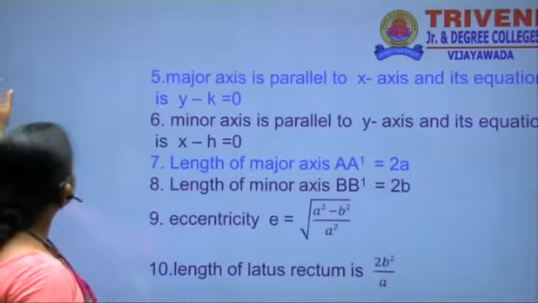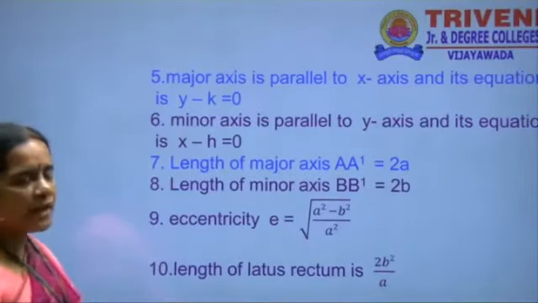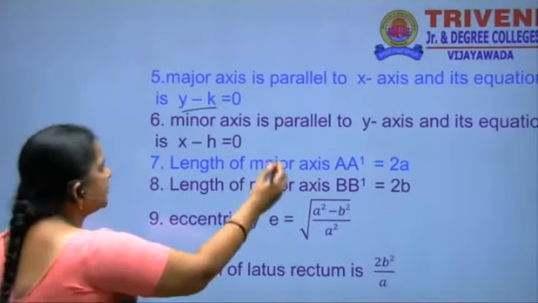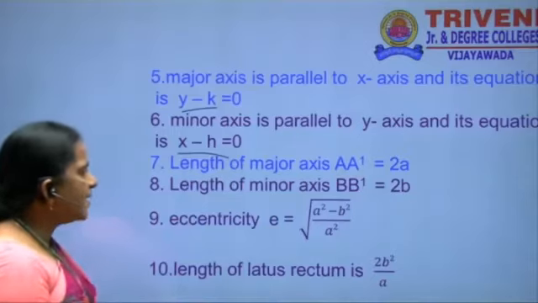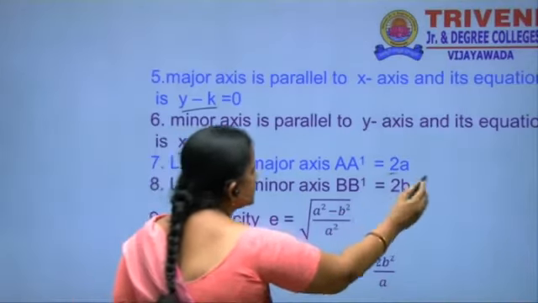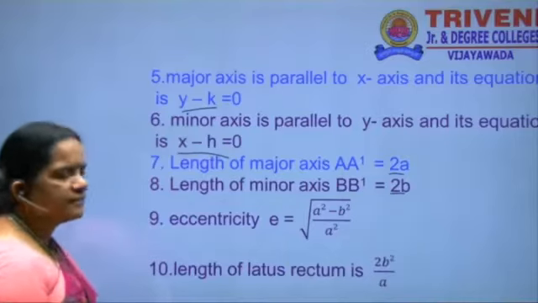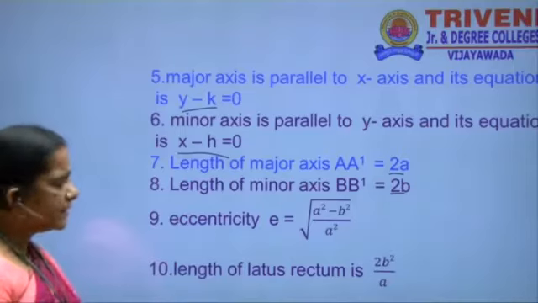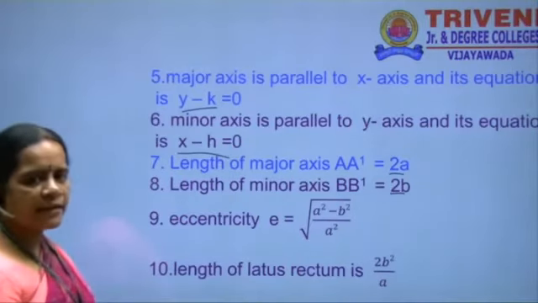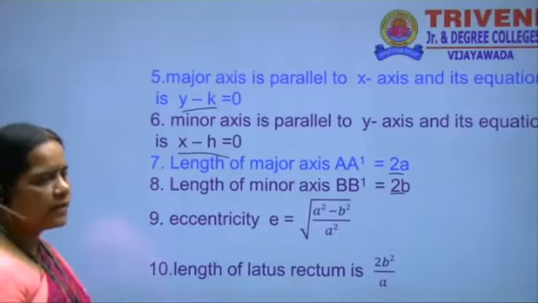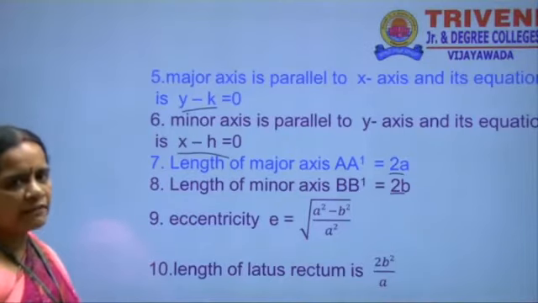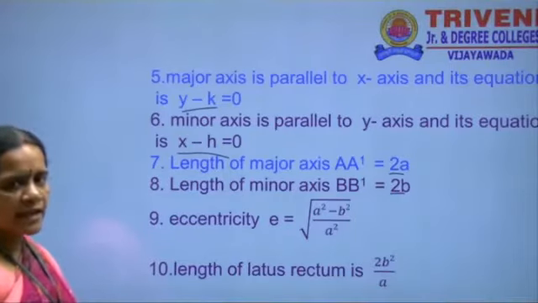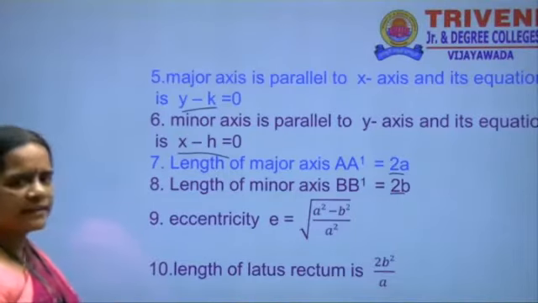And major axis here is parallel to x axis and the equation is y minus k equal to 0. Minor axis is parallel to y axis and its equation is x minus h. Length of the major axis is 2a and the length of the minor axis is 2b. And eccentricity is square root of a square minus b square by a square. And length of latus rectum is 2b square by a. The first form and third form are equal, but the centers are h comma k. We have to add the h and k values in the directrices and centers also.